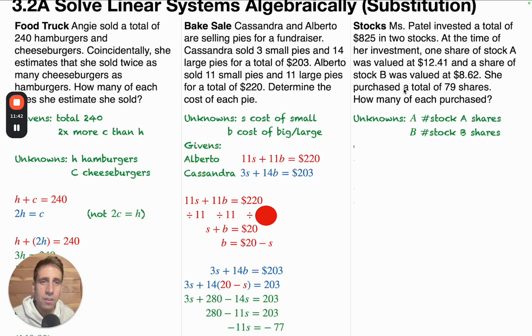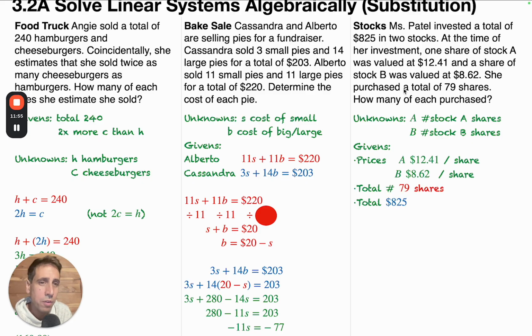What do we have here? Next, let's list out the givens. We've got a whole bunch of numbers. First of all, we do know the price at this point, $12.41 a share, $8.62 a share. And we also know a total number of shares, and a total dollar amount. So let's write one number of shares equation and one total dollar amount equation.